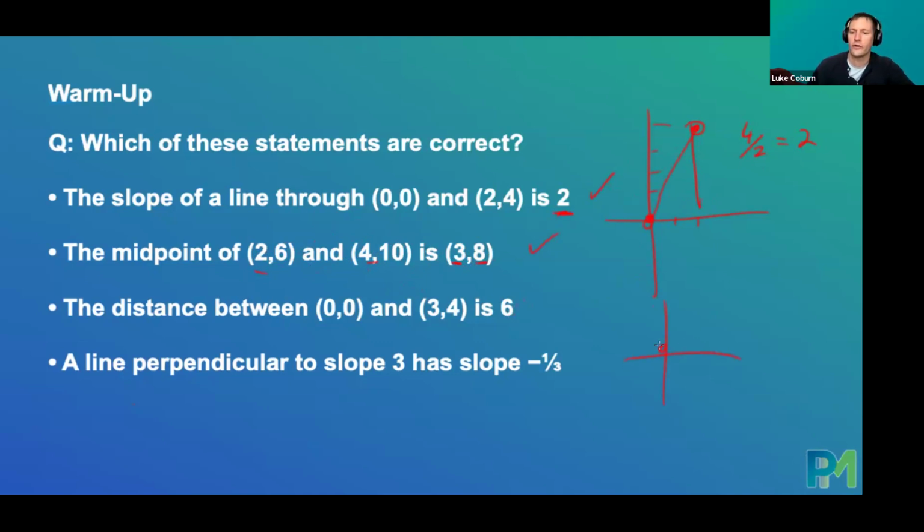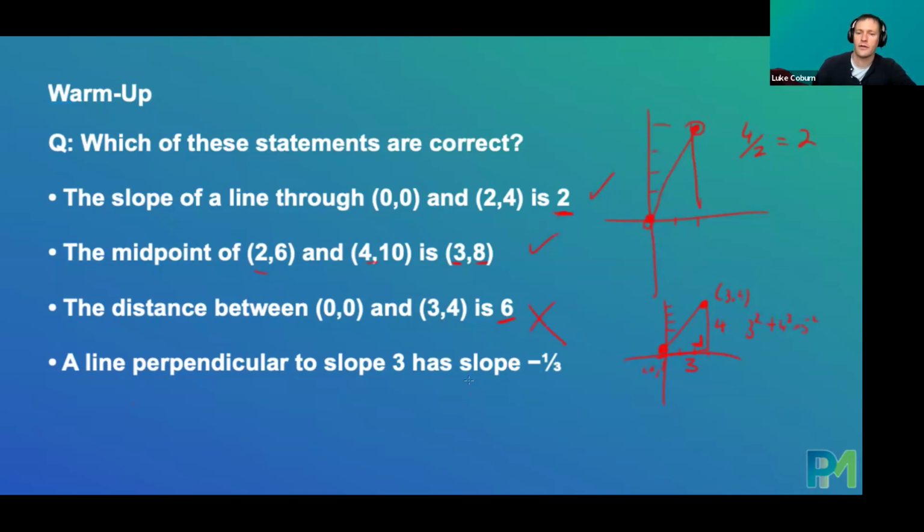And the distance between 0, 0 and 3, 4. So if I go 0, 0 to 1, 2, 3, 1, 2, 3, 4, that point there. So this is 3, 4, and this is 0, 0. Now they're saying that it's 6. Okay, is it 6? Well, the run is 3, the rise is 4, and we actually have a right angle triangle. So 3 squared plus 4 squared is equal to 5 squared, right? Not 6. So this is wrong.